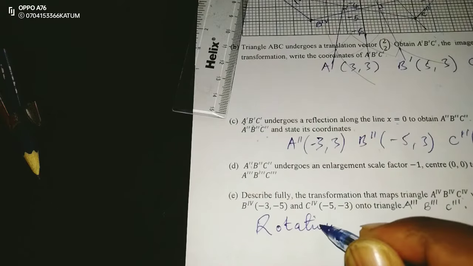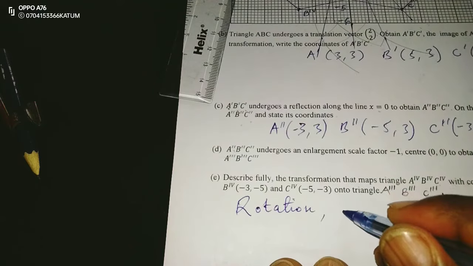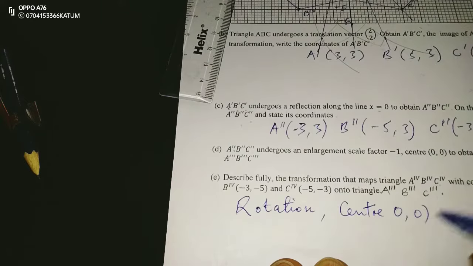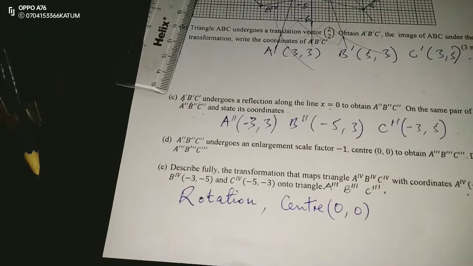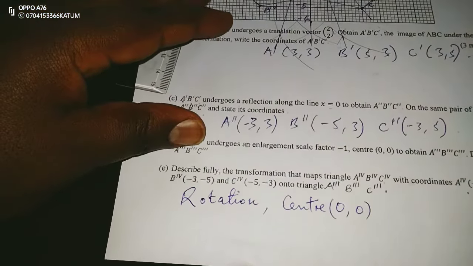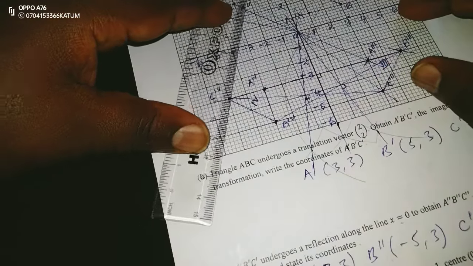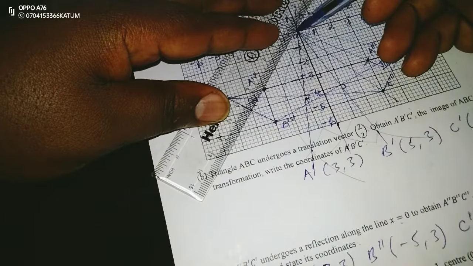To fully describe a transformation, for example, a rotation, we need to mention that it is a rotation. Then we also mention the center of the rotation. So the center of the rotation is the common point where the lines are meeting, the origin. Then we also mention the angle of rotation and the direction of rotation. Therefore, for us to identify direction and angle, we need to connect A to the center.